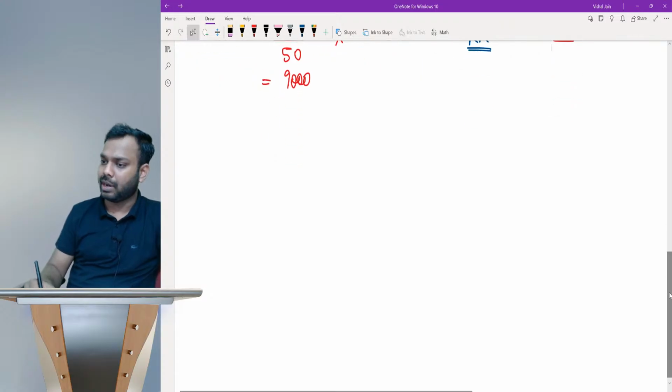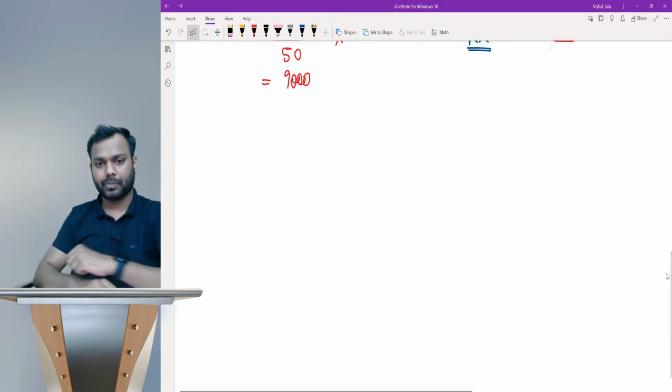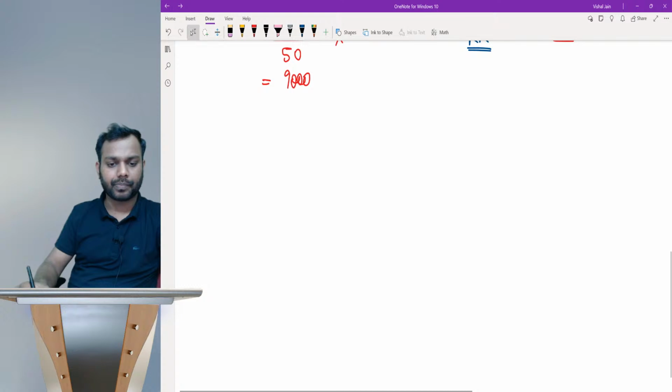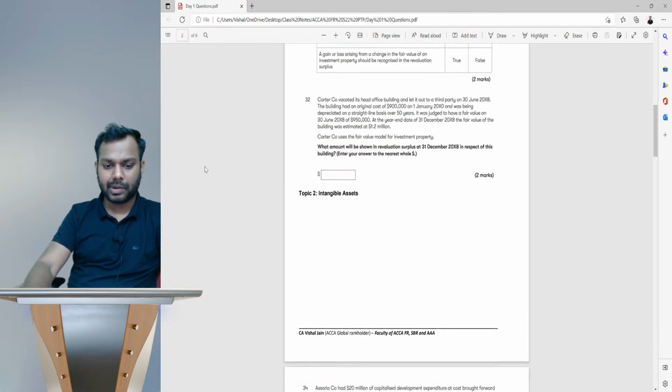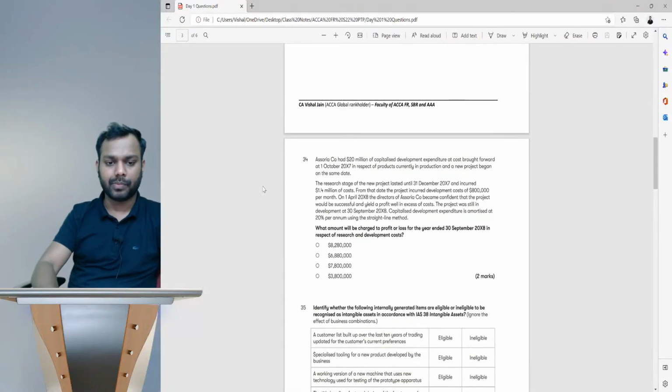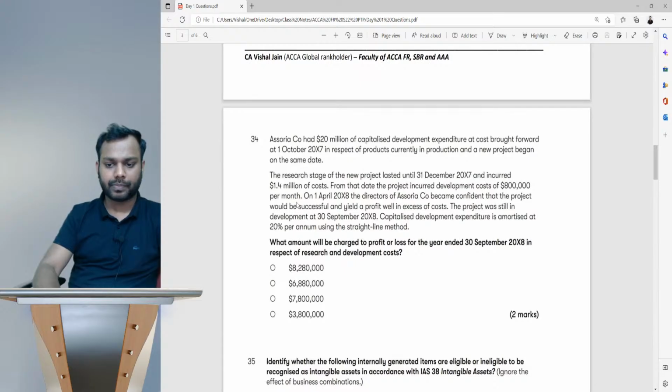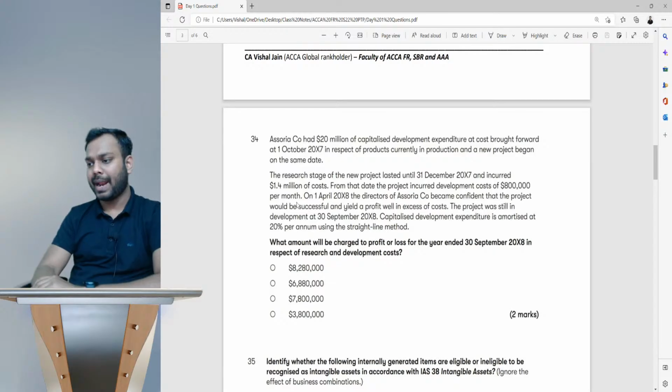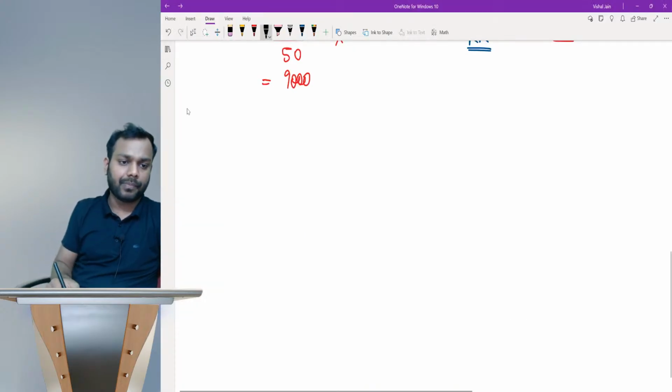Purchased goodwill will be recognized, Rinki Khanna. Purchased goodwill will be recognized. Intangible assets. Question number 34. I hope you can see my screen. If you have acquired brand and customer lists in a business combination, then only it will be capitalized. Exactly, Naman. Exactly. Okay, let's solve question number 34.